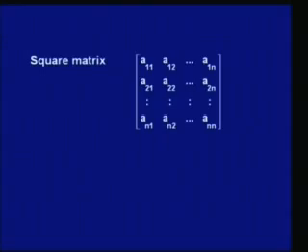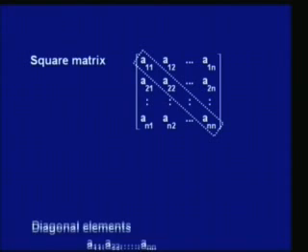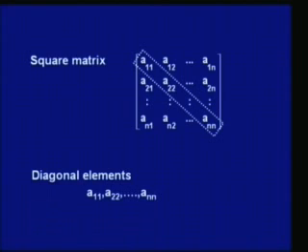In the square matrix, the number of rows and the number of columns are equal. So, we have n rows and n columns. In all, we have n square elements in a square matrix of order n. One can easily notice that A11, A22, ANN are the elements which lie on the diagonal of this square. Typically, i and j are equal for the diagonal elements.